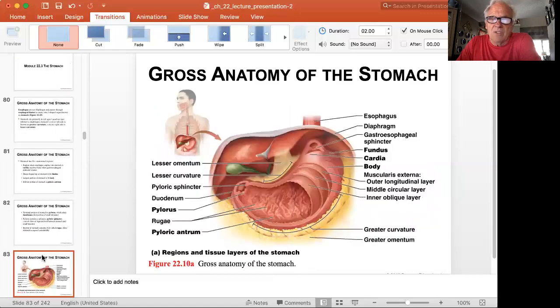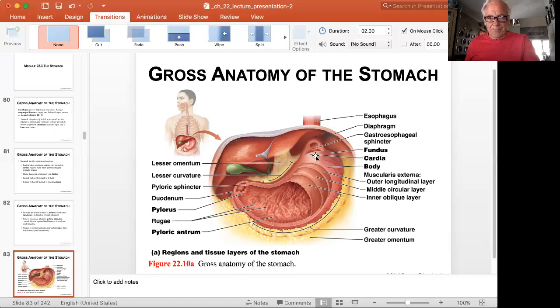Now let's take a look at the stomach here a second. In the stomach, first of all, we have the diaphragm, which is the respiratory muscle that runs just below your ribs, right here. You'll notice there's what they call a hiatus here, and a hiatus is just an opening. So the esophagus goes through the hiatus of the diaphragm and connects to the fundus of the stomach.